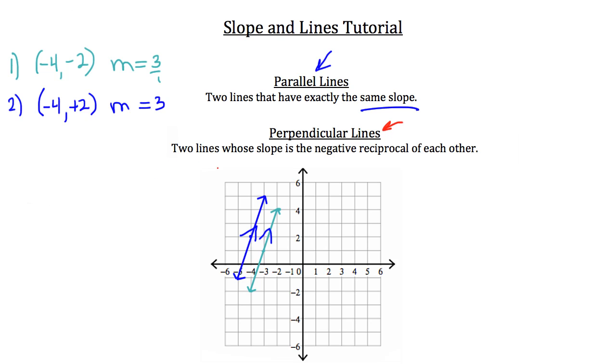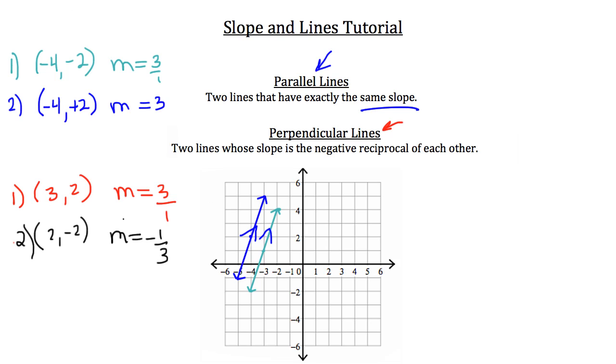Perpendicular lines are two lines whose slope is a negative reciprocal of each other. So if we had the first line here, and it had an origin point of, let's say, 3, 2, and it had a slope of 3 over 1, and then we had a second line, line 2 here, and line 2, let's say, begins at 2, negative 2. And its slope is the negative reciprocal of the first line, so negative 1 over 3. In theory, these two lines are going to intersect perpendicularly to each other, so let's plot them both out and double check.